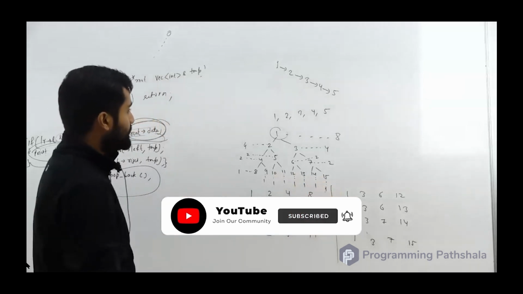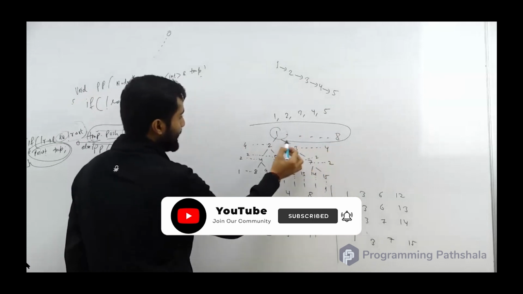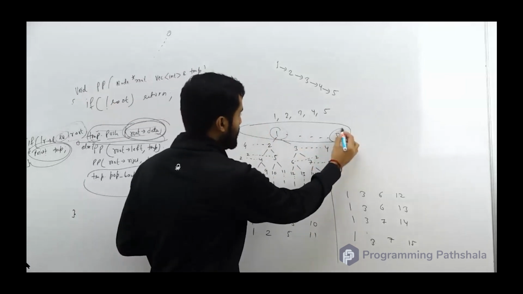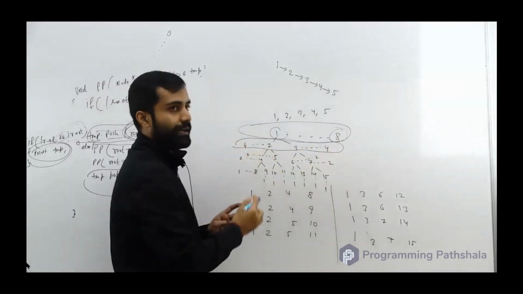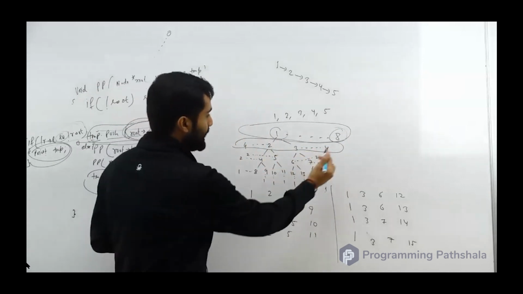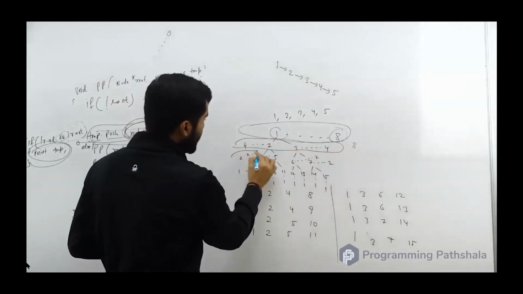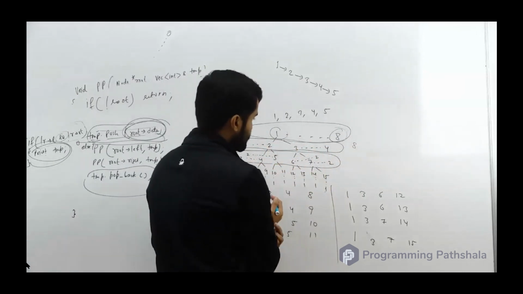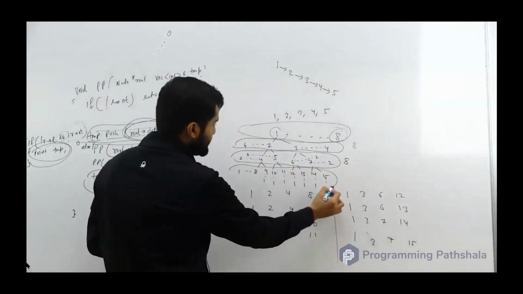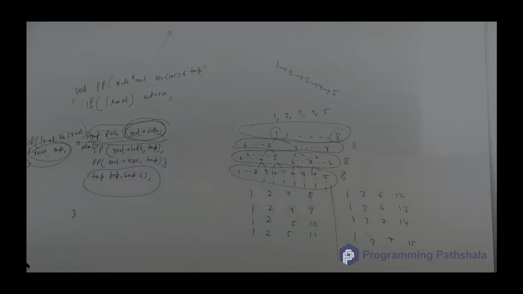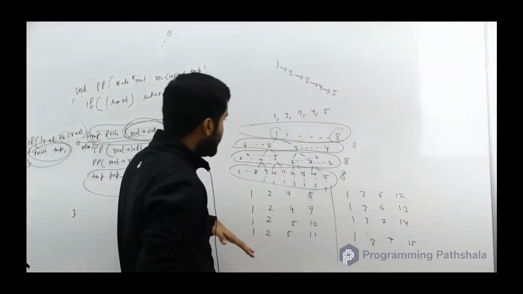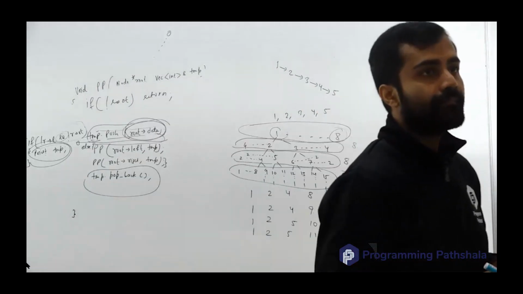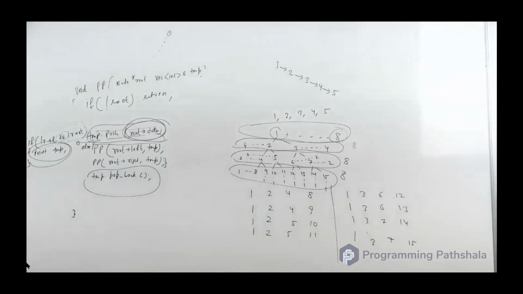Okay, now let's be realistic. What is the total number of prints at first level? Total number of prints at first level, 8, correct? What is the total number of prints at second level? 4 plus 4, again 8. 4 times this, 4 times that. Total number of prints at this level, 2 plus 2 plus 2 plus 2, again 8. And total number of prints at this level, 1 plus 1 plus 1 plus 1, again 8. So I can say that at each level, the number of prints which is happening is 8 only. This is a point which is worth noting.